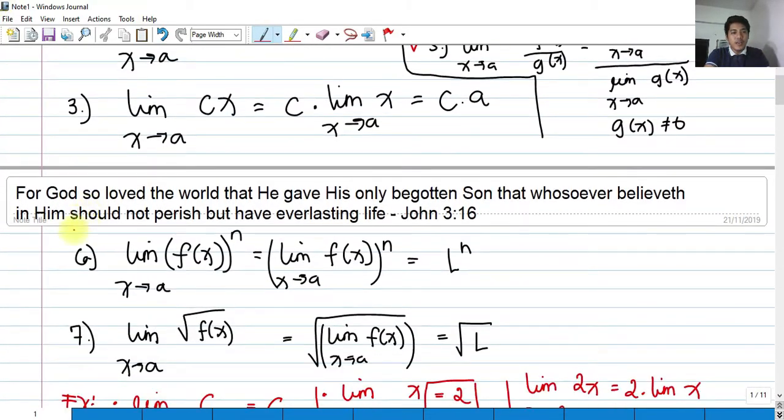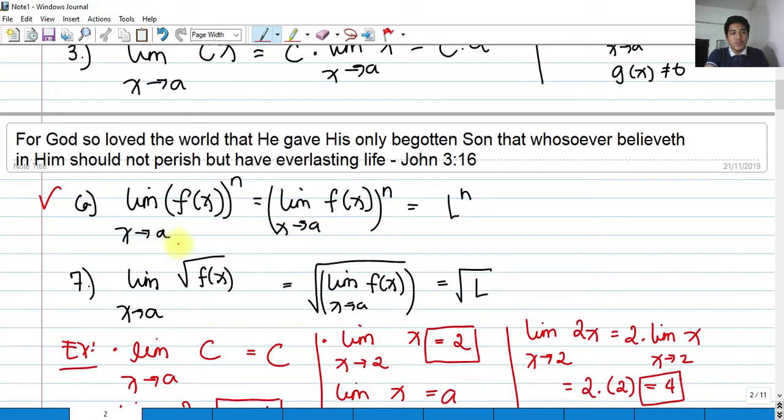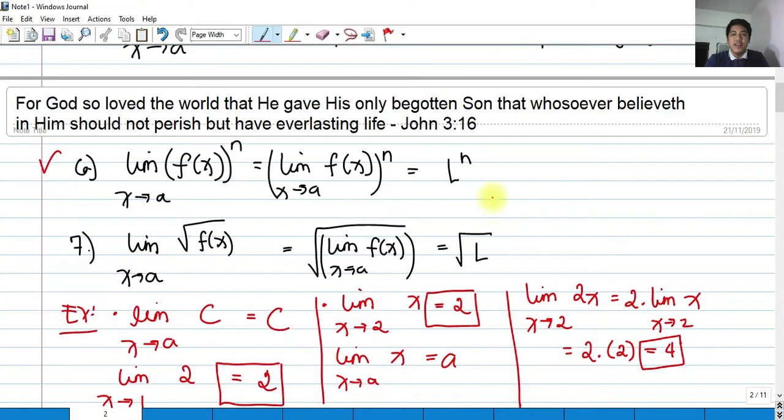For number 6, the limit of f of x raised to n as x approaches a is simply equal to the quantity limit of f of x as x approaches a, raised to n. If we have this type of limit, we can evaluate the limit L and raise it to a certain number n, that is in the exponent.